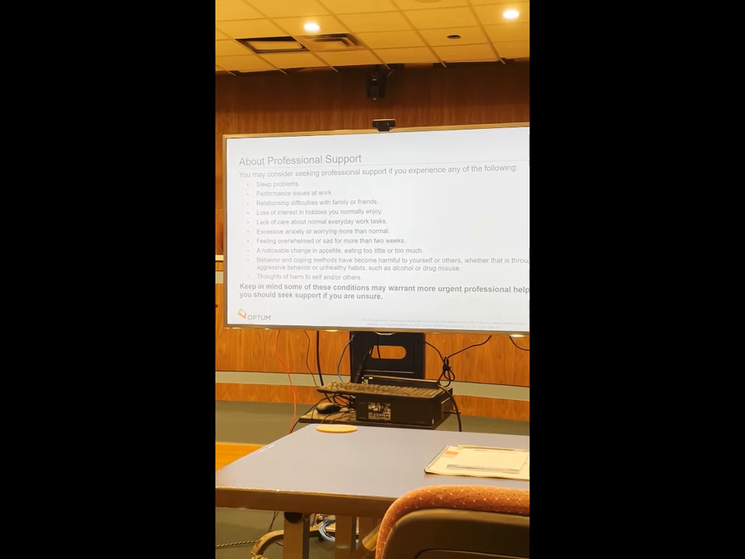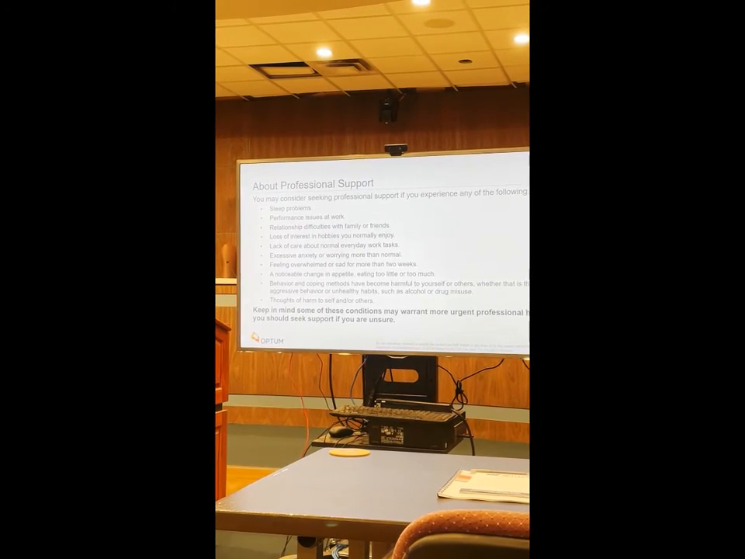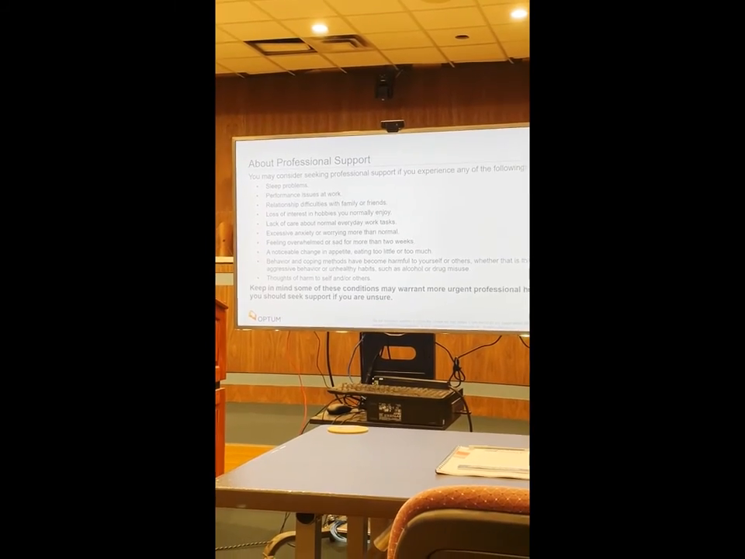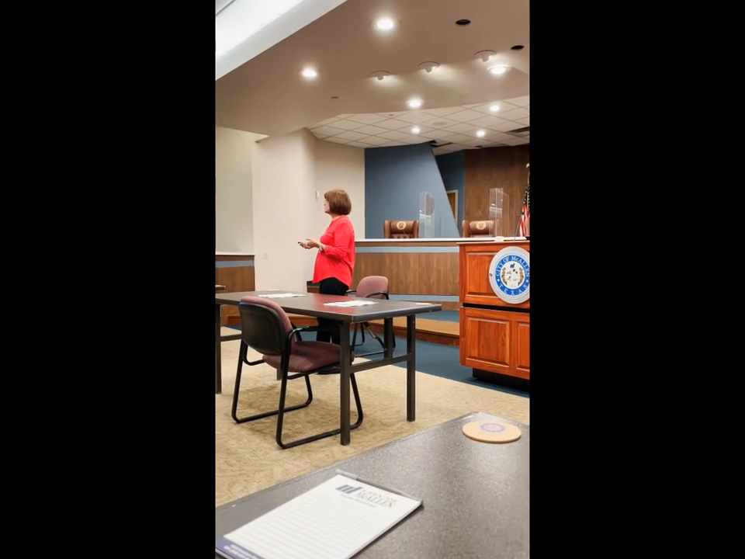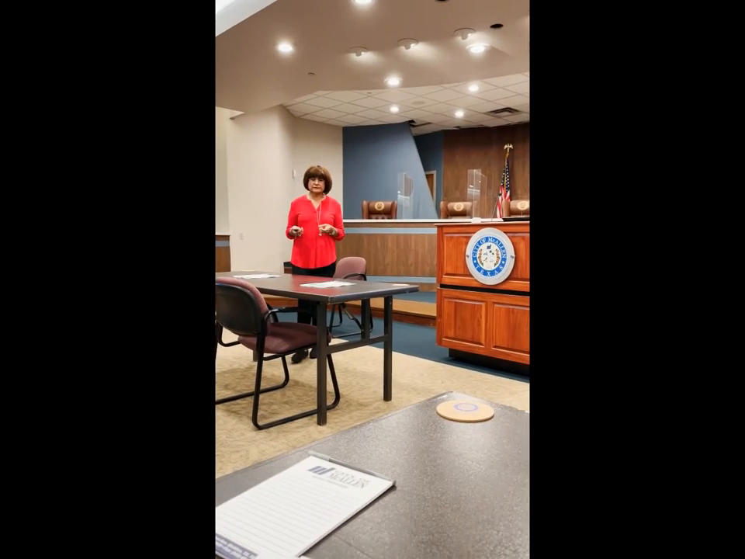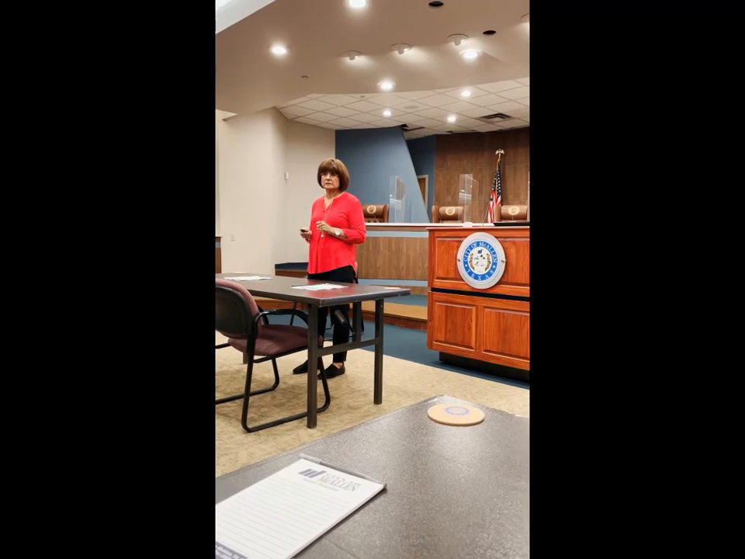and coping methods have become harmful to yourself or others, whether that's through aggressive behavior or unhealthy habits such as alcohol or drug use. And we do have a lot of people that are abusing drugs and alcohol, and we know that sometimes we have it in our family members. We need to ask for help for them. And of course, if you have thoughts of harm to yourself or to others, then that's definitely a crisis situation. Ask for help, don't keep it to yourself, okay?